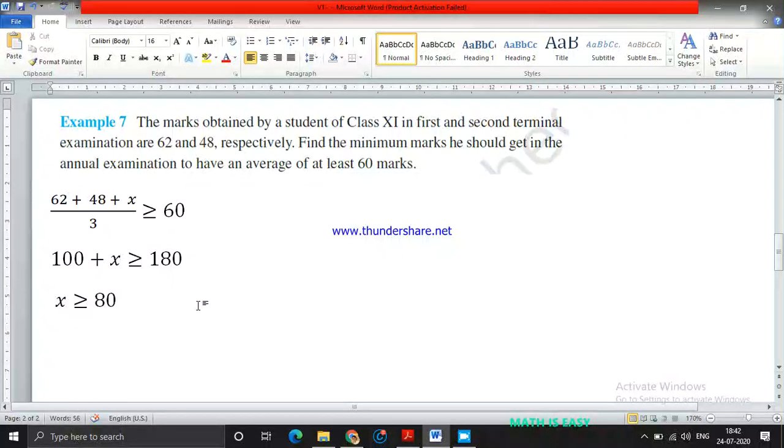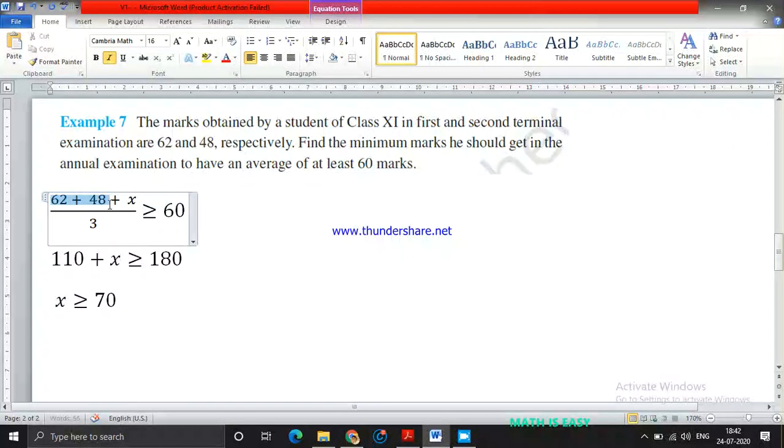If you take any number less than that, let me take 79. So this is 62 plus 48 plus 79. 62 plus 48 is 110. Sorry, I made a mistake. 110 means this will come as 70. Sorry, he has to score minimum 70 marks. So 62 plus 48 is 110.